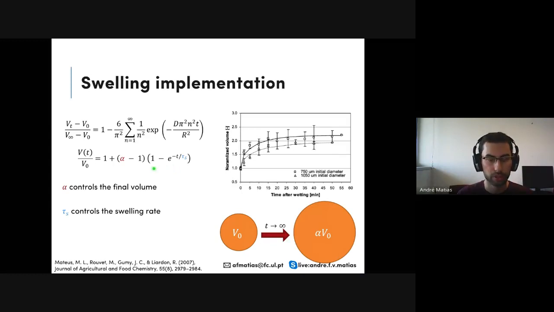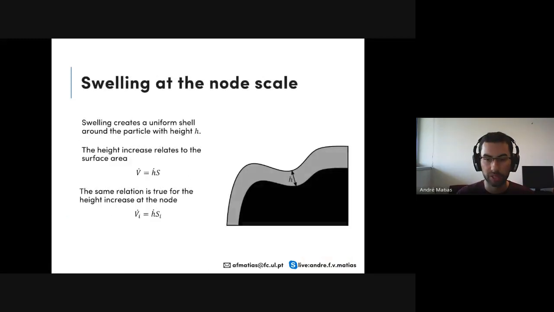Because these two equations relate to microscopic properties, such as the full volume of the grain, and Lattice Boltzmann is a method that discretizes space, I need to somehow discretize this equation. I do so by assuming that swelling causes a uniform shell to appear around the particle. This uniform shell has a thickness that I can calculate using the variation in volume of the particle and the surface area of the particle. To discretize it, I convert these to the variation in volume of the nodes, which is the information that we want, and the surface area of the nodes.